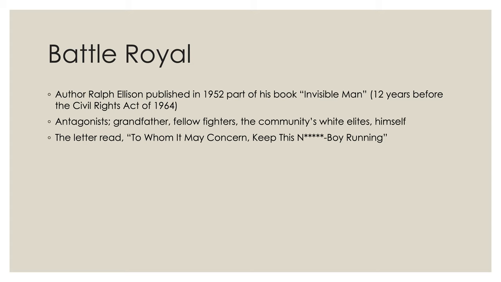So the next literary work was written by author Ralph Ellison and published in 1952, part of his book Invisible Man, about 12 years before the Civil Rights Act of 1964. So this is a crazy roller coaster of a story. There are quite a few antagonists in the story. The first and probably one of the most important was introduced in the beginning and then again influenced in the end.